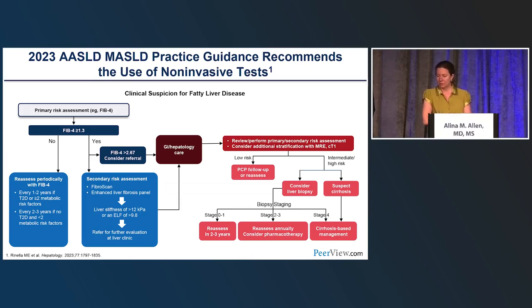If they have intermediate or high risk, then we consider liver biopsy if we need to further stage, and based on the staging, either by biopsy or non-invasive tests, we reassess every 2 to 3 years for early stage or annually for stage 2 to 3. And this is the category where pharmacotherapy should be considered because these patients are at the highest risk of progression to cirrhosis. For those with cirrhosis suspected or proven, we need to implement cirrhosis-based management, which we will not go further into here, but essentially means monitoring for liver cancer, esophageal varices, and other complications.